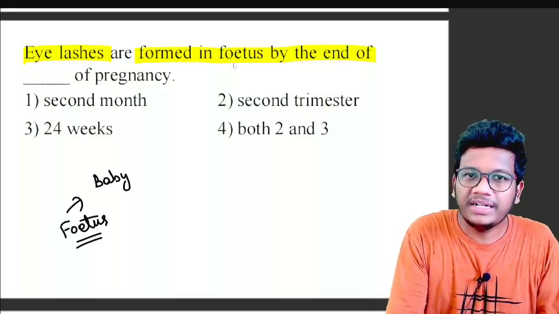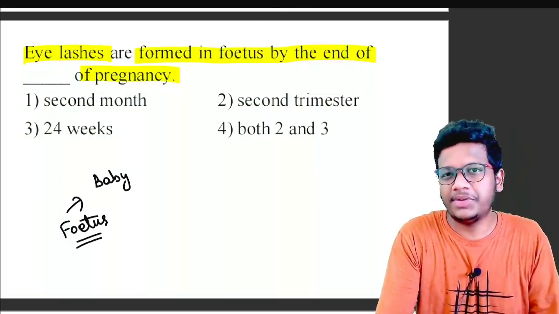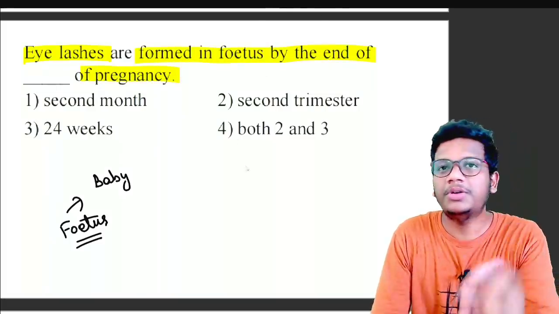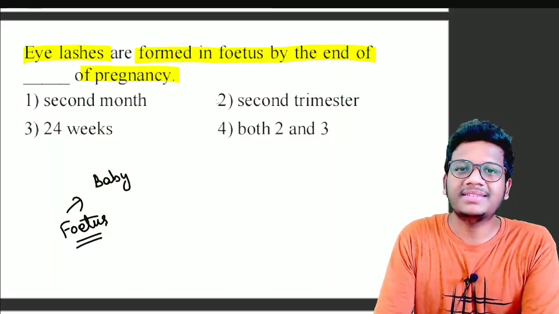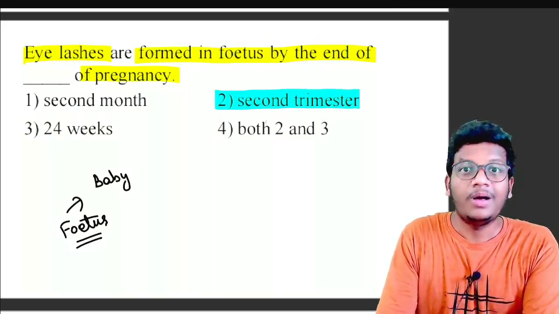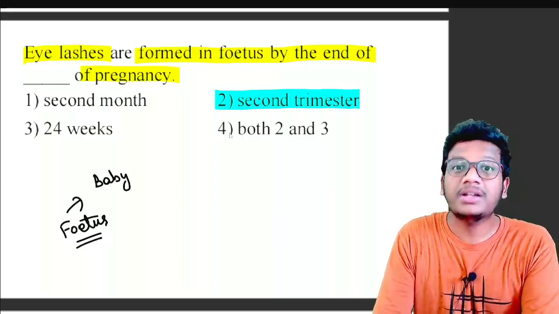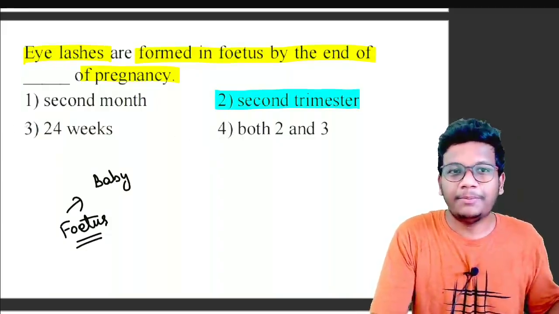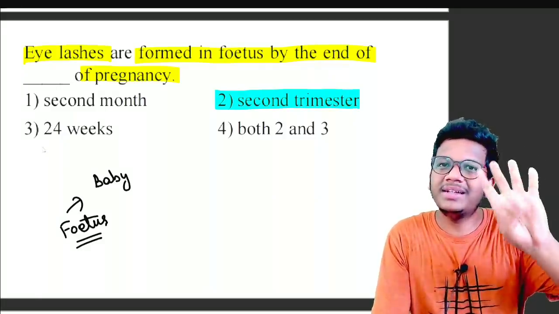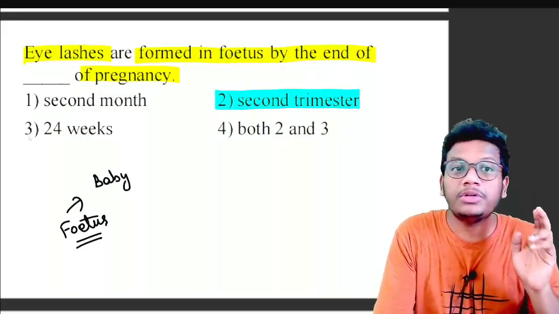Eyelashes are formed in the fetus by the end of dash of pregnancy is the question. So what will be your answer, guys, for this question? I will wait for you. So the correct answer is option 2, second trimester. Also second trimester means what? Second trimester means at the end of 6 months. So 6 months, if you take almost 4 weeks for a month, then 6 months is 6 into 4, 24 weeks.